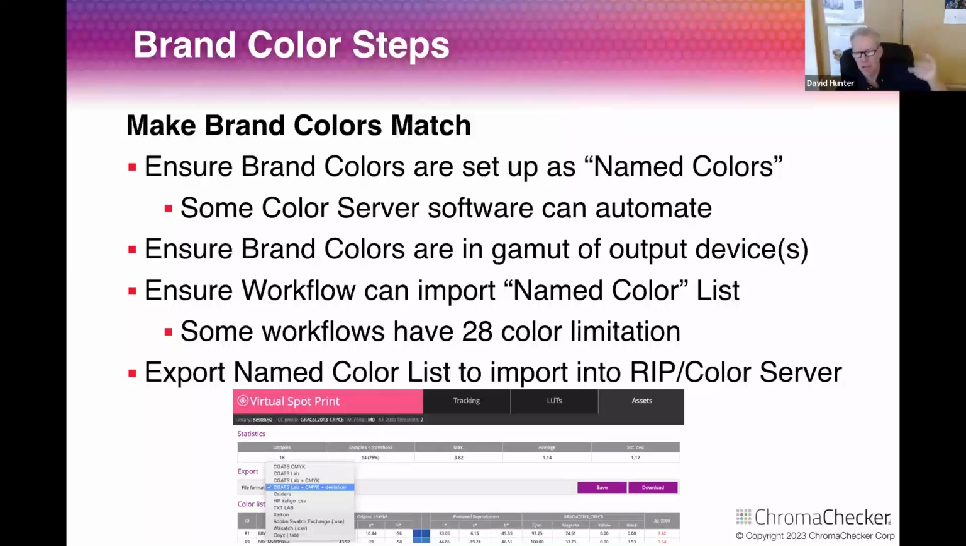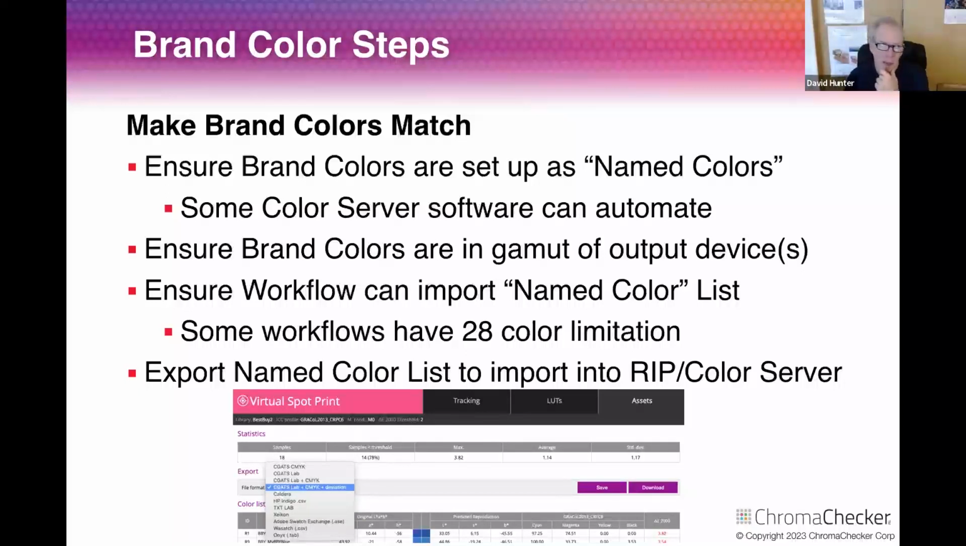Next, you need to ensure the brand colors are in the gamut of the printer you're trying to hit. I've seen so many times where people will try to output a brand color and they can't hit it, and they do 10 iterations before they realize it's out of the gamut of the printer. Can't do it. So you just wasted all that time and energy. Next, you need to make sure your workflow can accommodate the named color list. A lot of RIPs have a 28 color named color limitation.